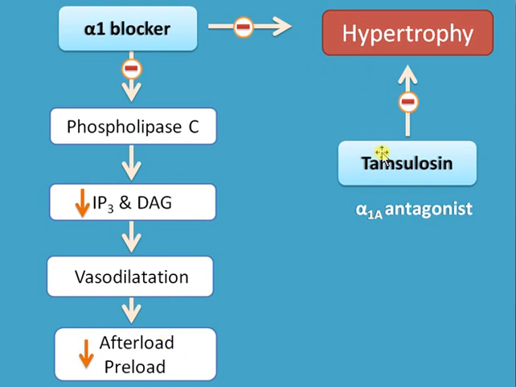Again, alpha 1 antagonists or alpha blockers can directly inhibit the hypertrophic state of the heart. Hypertrophy means an increase in the size of the muscle or cardiac layer. So it is reducing this, or preventing the production of the hypertrophic state.